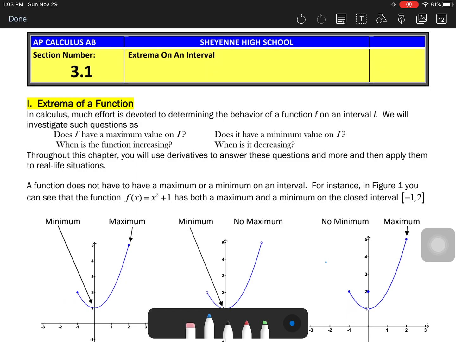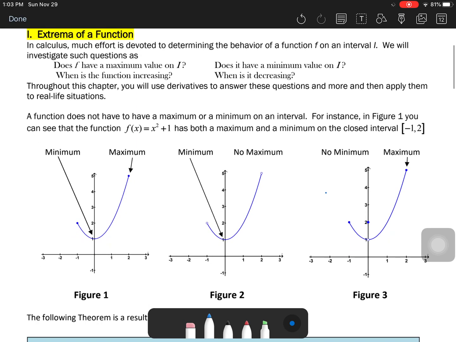All right, so in these first diagrams, it says a function does not have to have a maximum or a minimum on an interval. For instance, in figure 1, you can see that we just have this parabola, x squared plus 1, which has both a maximum and a minimum on a closed interval, -1 to +2. We have closed dots at the ends, -1 to +2. It's just this parabola function. And so clearly there's a minimum because that's where the vertex would be, and the maximum because it is a closed interval. We can see that the highest point here would be where x equals 2, and it looks like the maximum value would be 5.